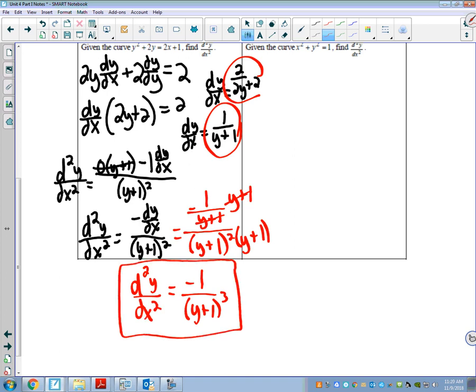So to recap, step 1, you take the derivative. Step 2, you take the second derivative. Step 3, everywhere there's a dy/dx, you plug in what your first derivative was. Step 4, you simplify.